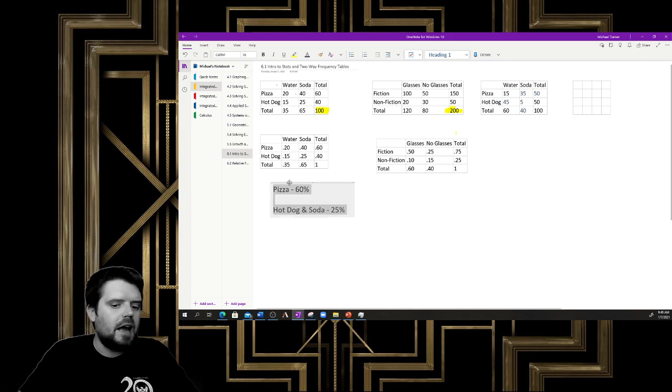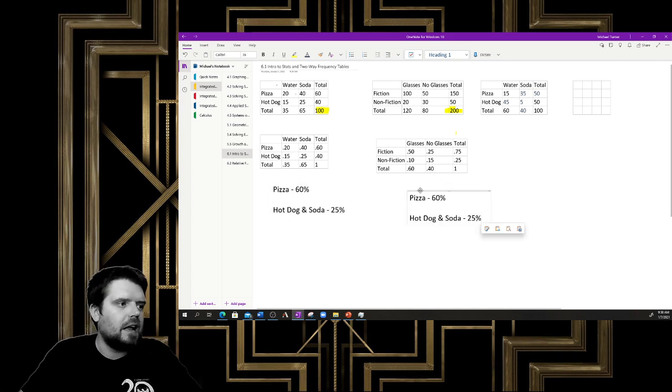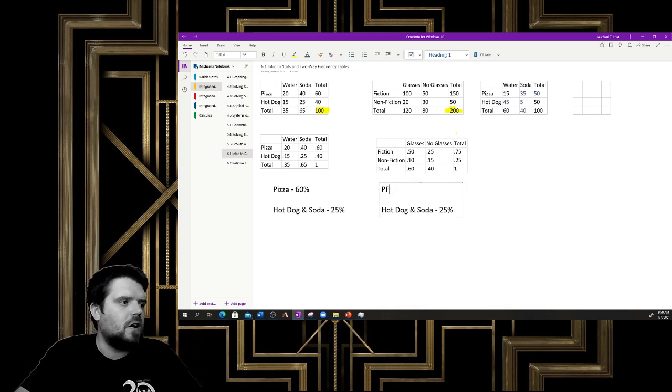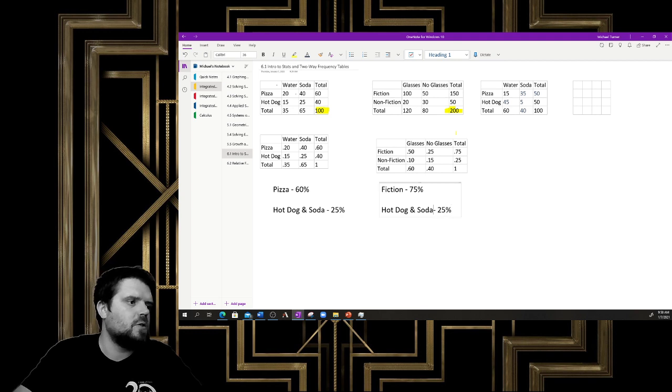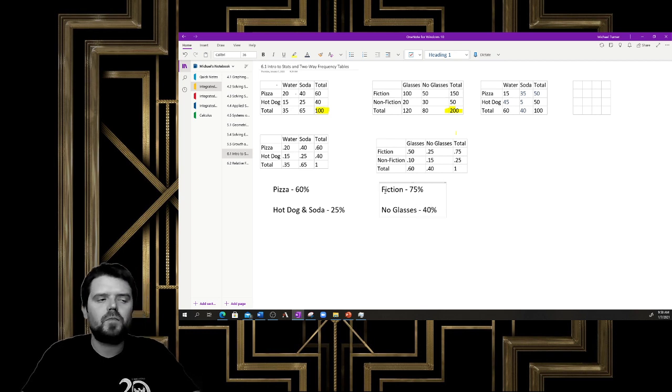And then same thing, I could ask you questions about the likelihood of something happening. So what's the probability that a person at random prefers fiction? So I'll go to the total on fiction, that's 0.75, or 75%. Probability that someone has no glasses. Go to the total for no glasses, that is 0.40, or 40%.